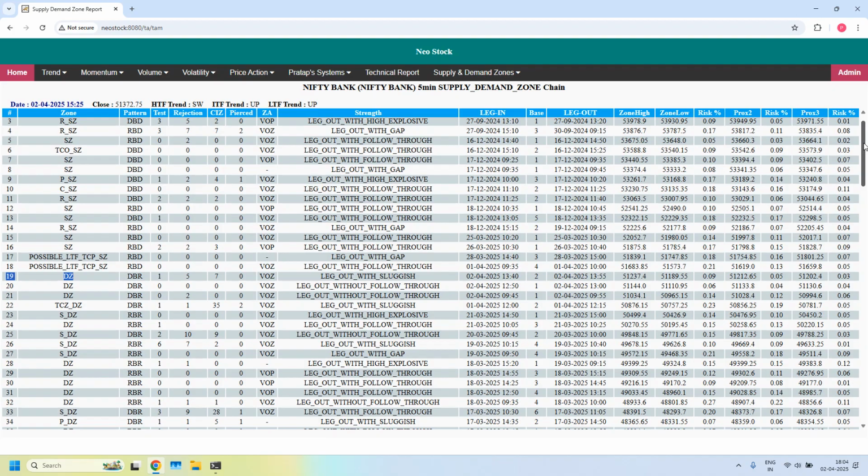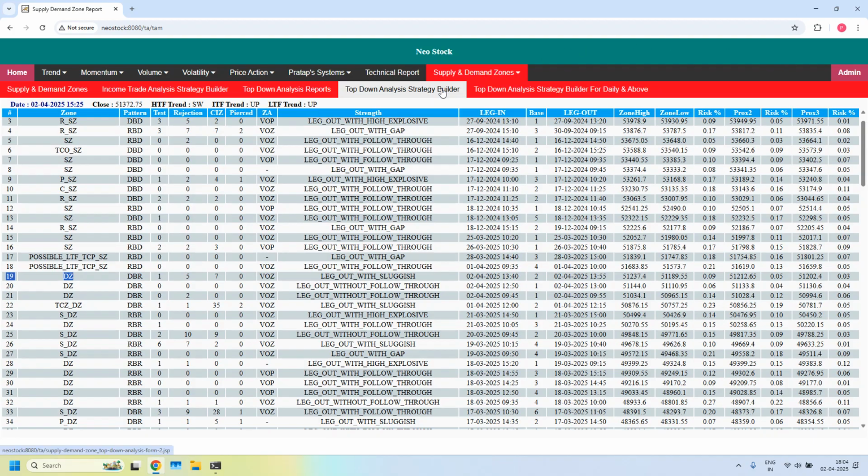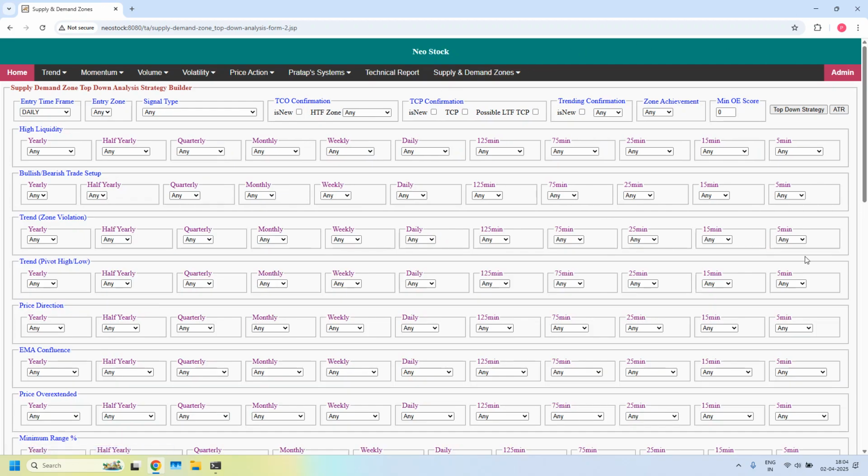So this is a Bank Nifty supply demand zone chain. So with this we have completed both Nifty and Bank Nifty supply demand zone chain reports. Next we will generate finding the stocks near demand and supply zones, and also daily and above time frames. We will also find the stocks price closed inside demand and supply zones.